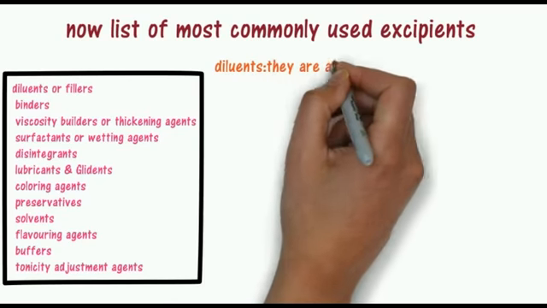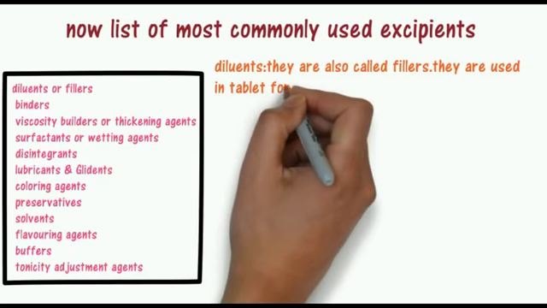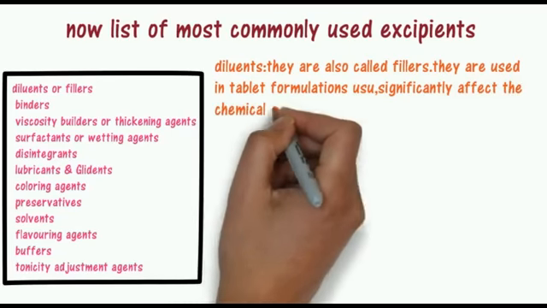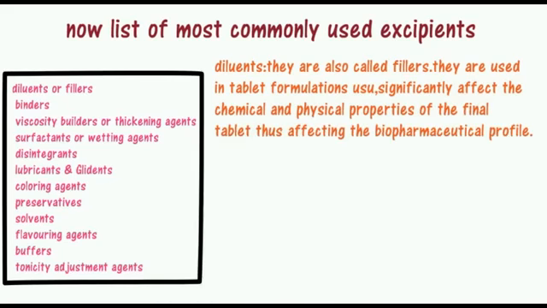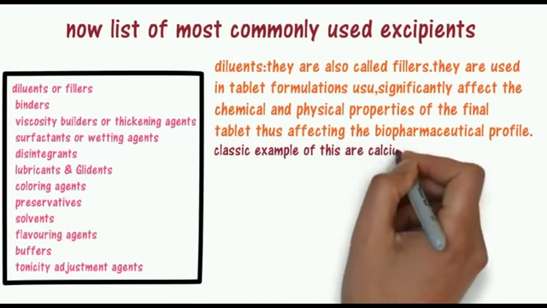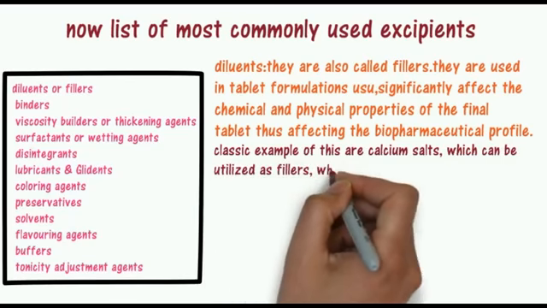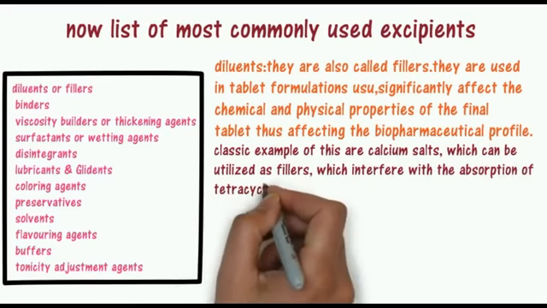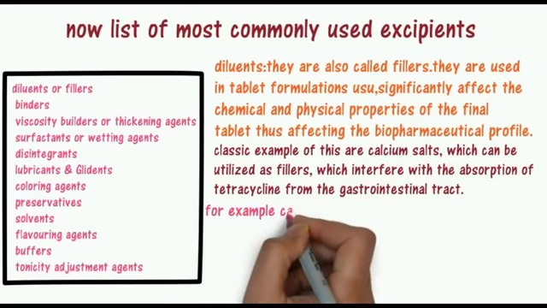First of all, we will discuss diluents. Diluents are also called fillers. They are used in tablet formulation, and usually significantly affect the chemical and physical properties of the final tablet, thus affecting the biopharmaceutical profile. However, they are also used in capsule dosage form. A classical example of this is calcium salt, which can be utilized as a filler, which interferes with the absorption of tetracycline from the gastrointestinal tract.